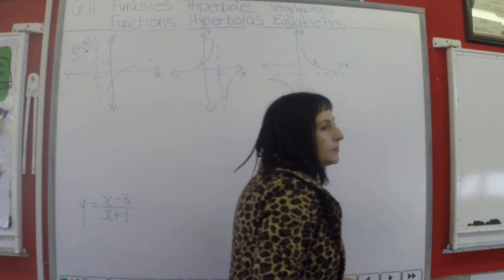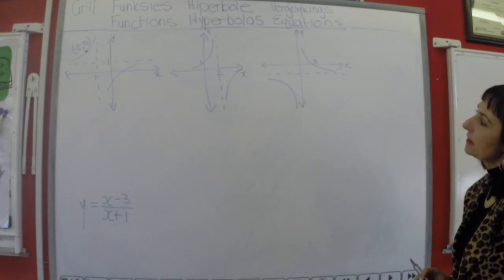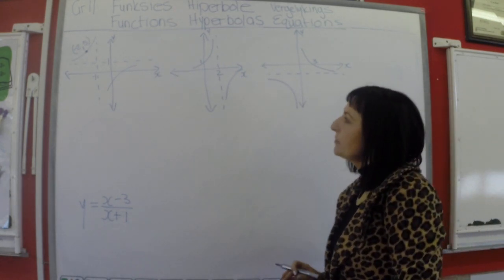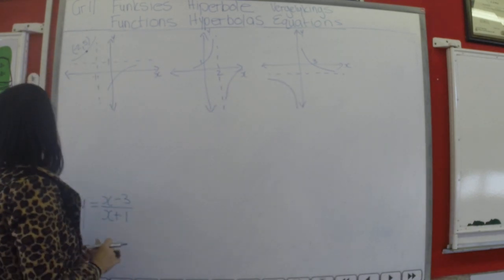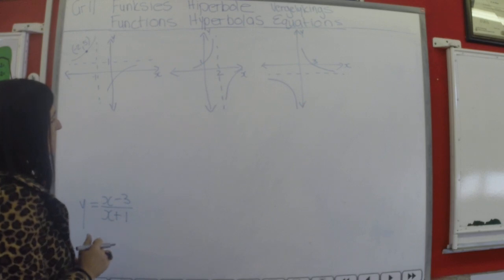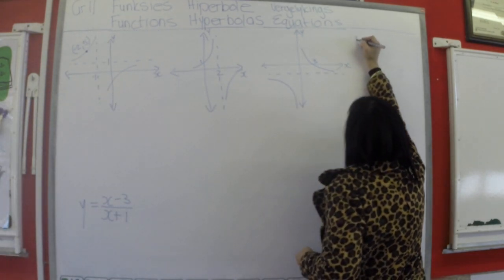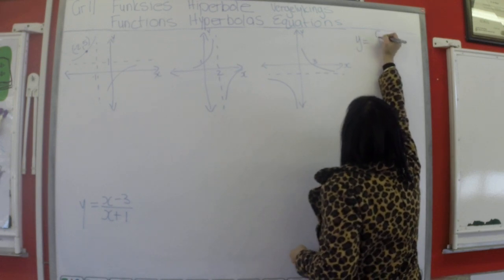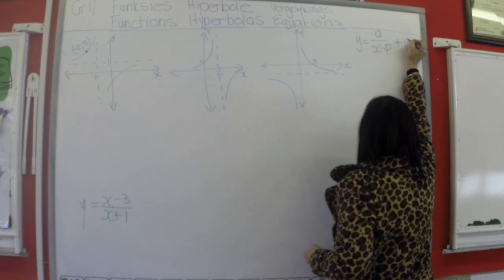Kom ons kyk na die drie hiperbole en die vraag wat jy vir jou vra is: bepaal die vergelyking van die drie hiperbole hierbo. Determine the equations of the hyperbola in the three sketches over here. So kom ons gaan kyk gou-gou. Eerste ding wat ons doen, kom ons skryf neer ons standaard vergelyking van ons hiperbool. Dus y is gelyk aan a op x min p plus q.